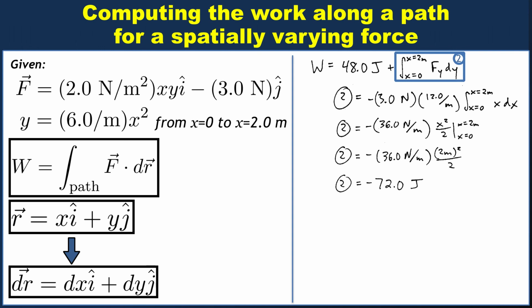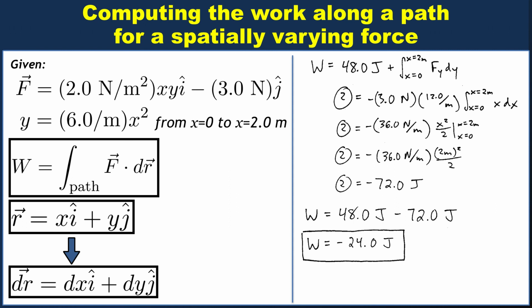So the total work associated with this force over that path is 48 joules minus 72 joules, which we can combine to get negative 24 joules. For the sign convention employed in this class, a negative work means that the object lost energy as a result of this force being applied over that path, and we know specifically now that it lost 24 joules.